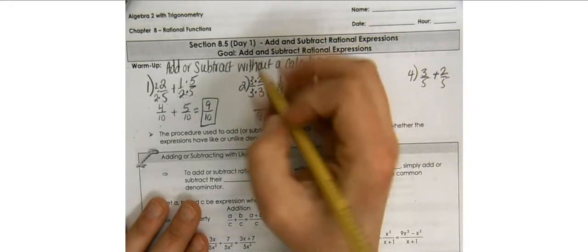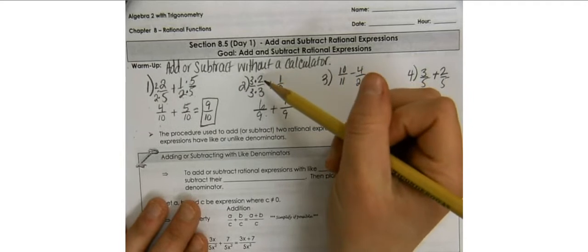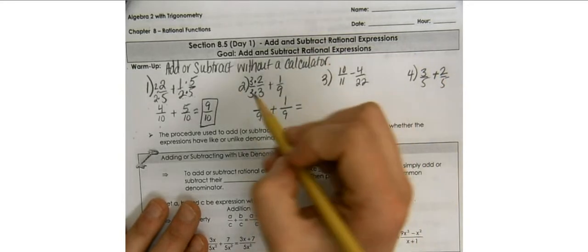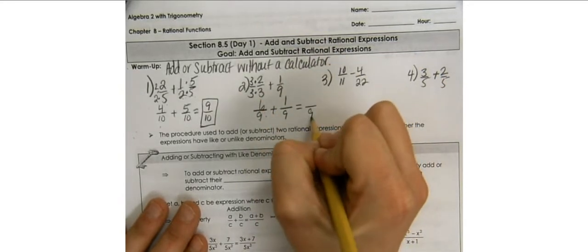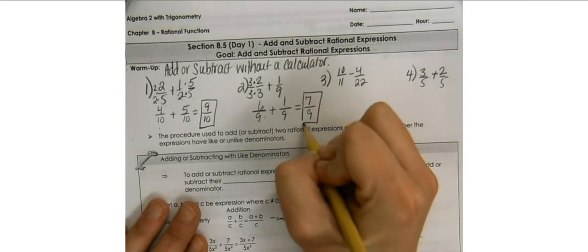3 times 2 is 6. Now, by doing this, we're not changing the value of the fraction, we're just changing the look of it so we can actually work with the fractions to come up with an answer. And now that I have a common denominator of 9, I'm going to add the numerators, and I end up with 7/9. So 7/9 is my answer.